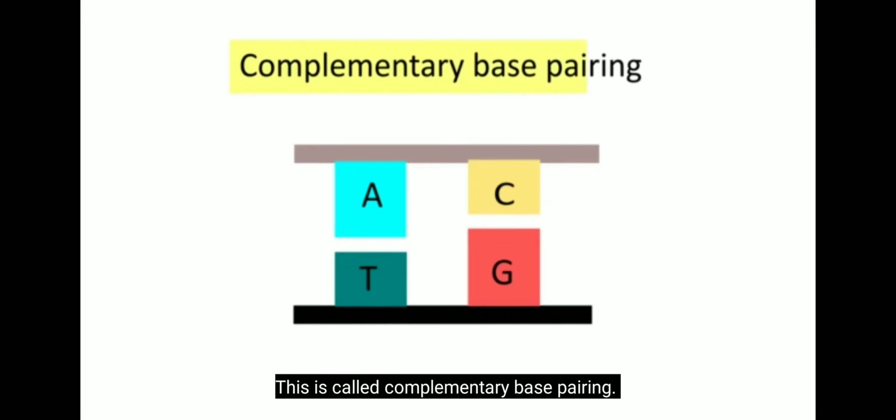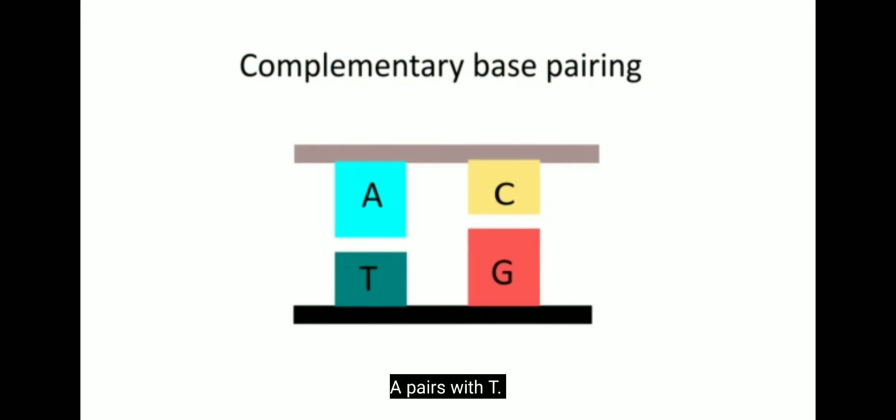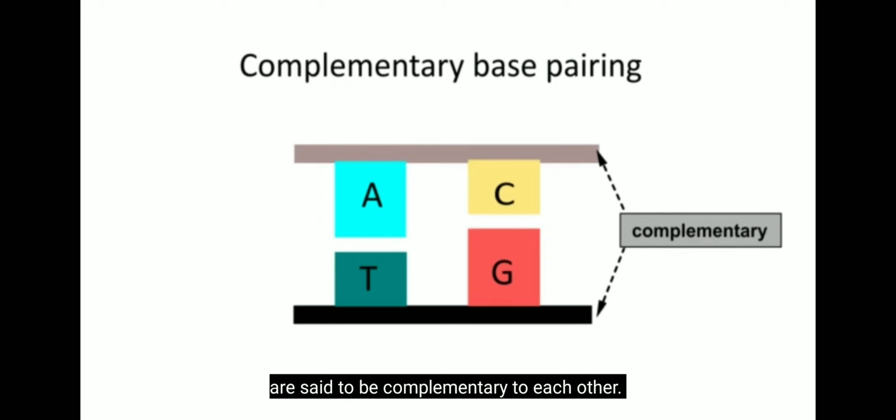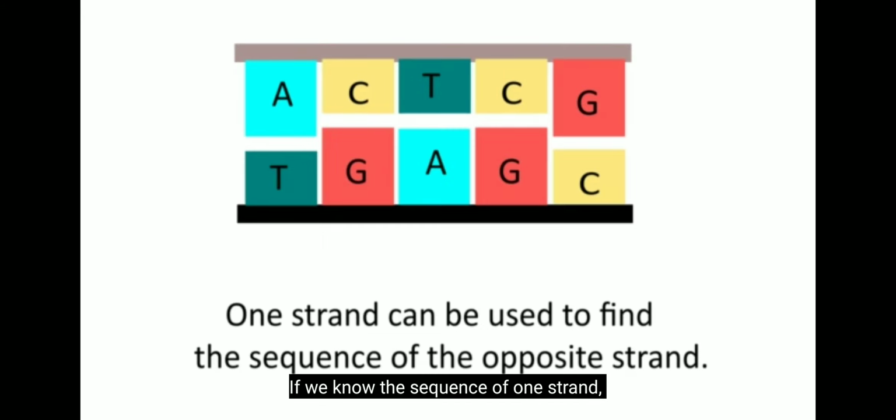This is called complementary base pairing. A pairs with T, C pairs with G. The 2 strands are said to be complementary to each other. If we know the sequence of one strand, we can use complementary base pairing to work out the sequence of the opposite strand. If we have G on one strand, we would find C on the opposite strand. If we have G on the first strand, the complementary strand must have C.